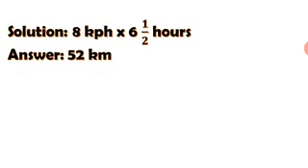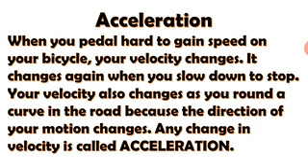So let's proceed to acceleration. When you pedal hard to gain speed on your bicycle, your velocity changes. It changes again when you slow down to stop. Your velocity also changes as you go around a curve in the road because the direction of your motion changes. So any change in velocity is called acceleration.